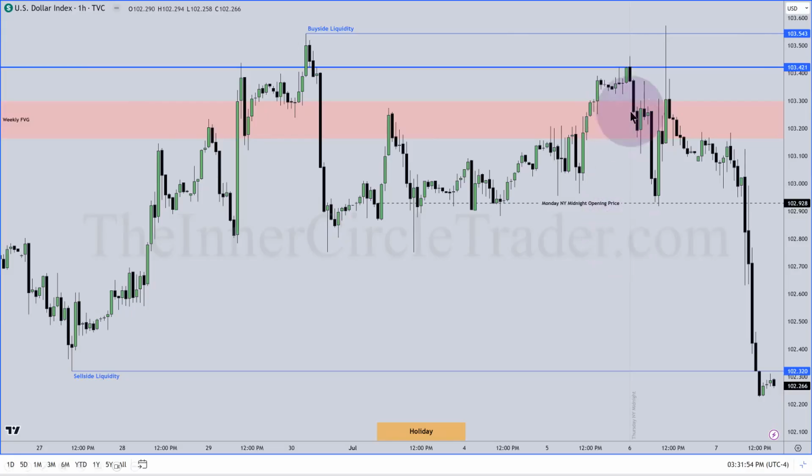I'm delineating that Thursday here at midnight, New York local time. And we see we drop down, returning back into the Monday New York midnight opening price. We rally, and also notice all the work around that price level here. A lot of respect of that. And then we have the Judas swing. We rip higher, take out the buy side here, and then we drop back down.